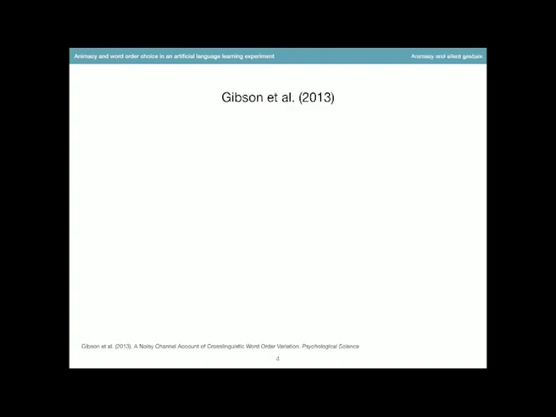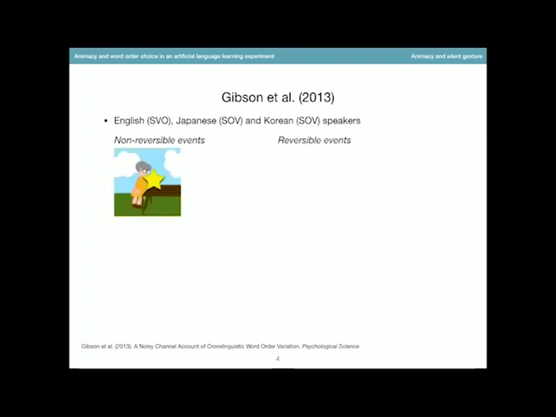Starting with the Gibson study from 2013. In this study, they recruited English, Japanese, and Korean speakers, and they asked them to describe using gesture a series of non-reversible and reversible events. Non-reversible events, for example this one, only have one plausible interpretation. So if we don't share a word order convention for indicating participant roles, and I say woman star kiss, you know that it's the woman kissing the star and not vice versa.